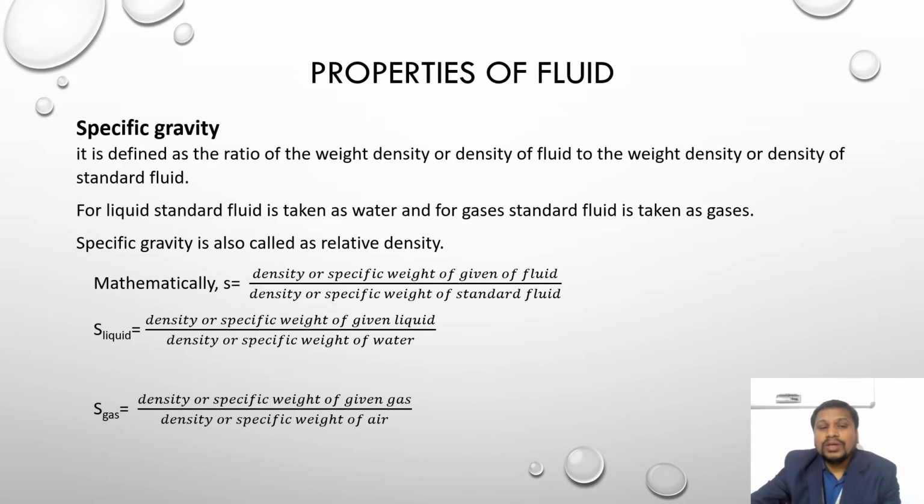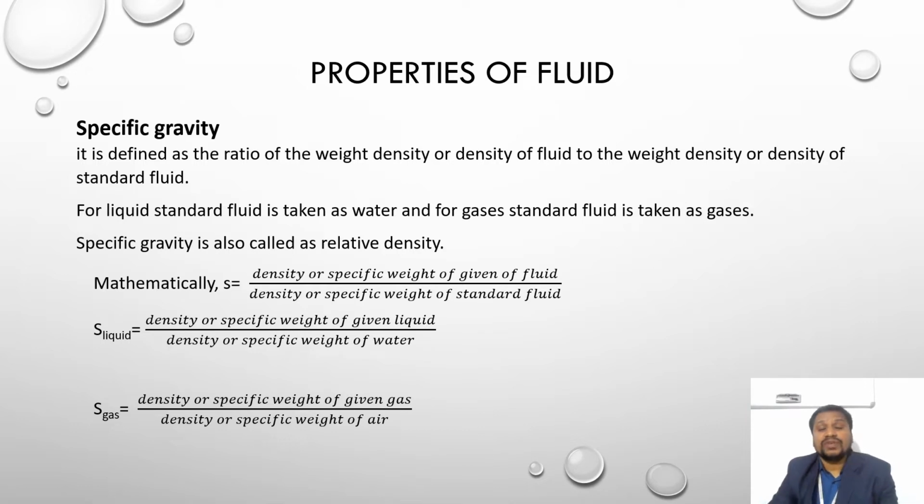Okay, so our next property is specific gravity. Specific gravity is also called relative density. Why is it called relative density? Because it shows the relationship between the density or specific weight of a given fluid and the density or specific weight of a standard fluid. So it is known as relative density.